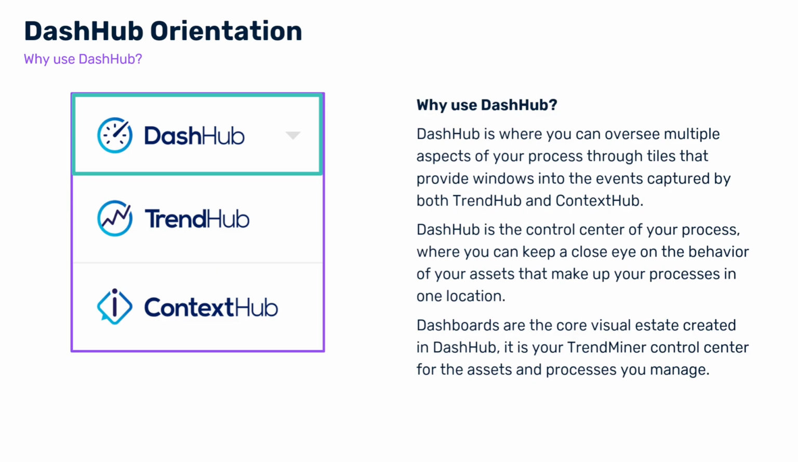Why use DashHub? DashHub is where you can oversee multiple aspects of your process through tiles that provide windows into the events captured by both TrendHub and Context Hub. DashHub is the control center of your process, where you can keep a close eye on the behavior of your assets that make up your process in one location. Dashboards are the core visual estate created in DashHub. It is your TrendMiner control center for the assets and process you manage.